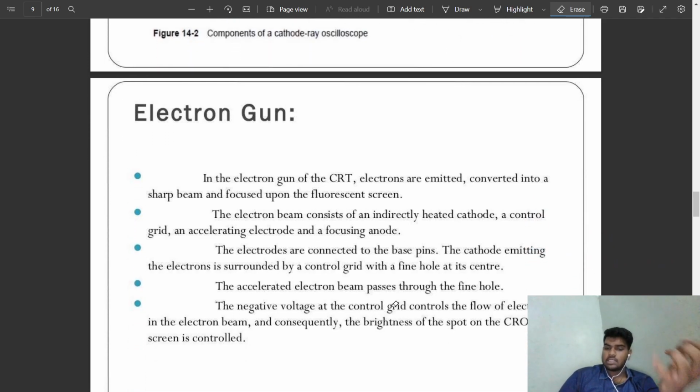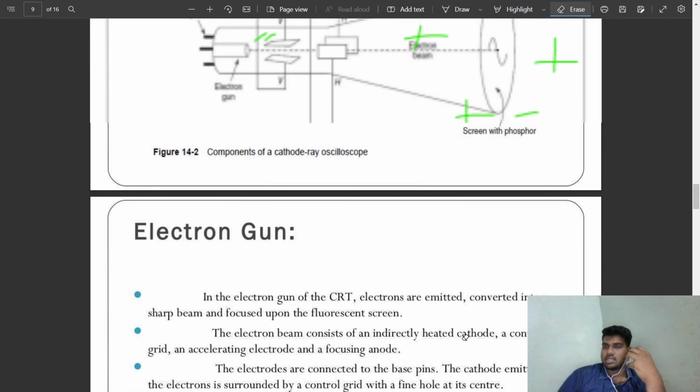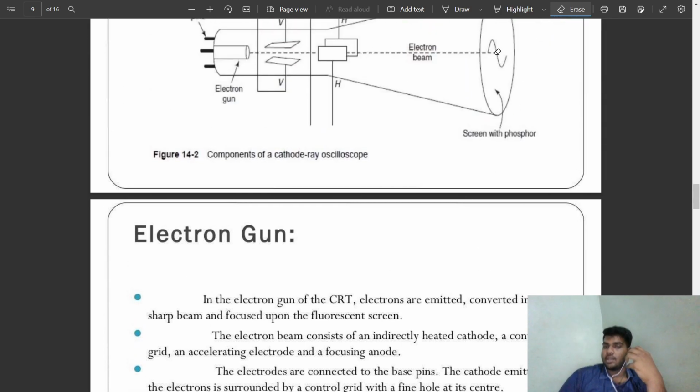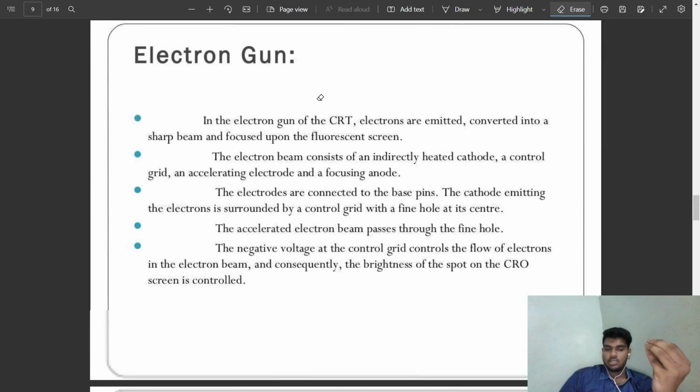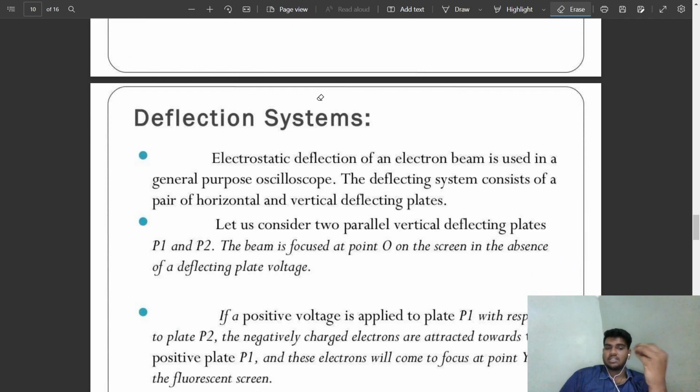And then the negative voltage, the control grid controls the flow of electrons in the electron beam, and consequently the brightness of the spot on the CRO screen is controlled, which is what we find without any input. Now, the deflection system: electrostatic deflection of the electron beam is used in a general purpose oscilloscope.